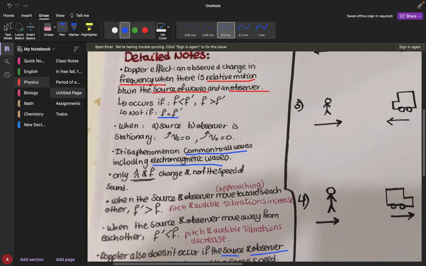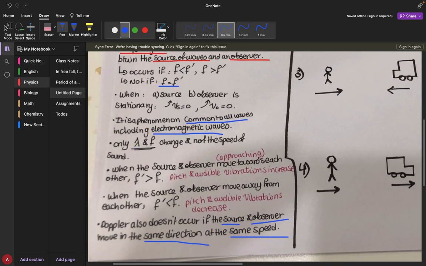Okay, and then this one, look, only lambda, which is the wavelength, and frequency change, and not the speed of sound. This is very important, guys. The speed of sound does not change. They compensate one another in such a way that the speed of sound is constant. For example, if the frequency gets higher, the wavelength gets lower, and the speed of sound will remain constant. They are inversely proportional, but in the equation v equals f times lambda, the v will still remain the same.